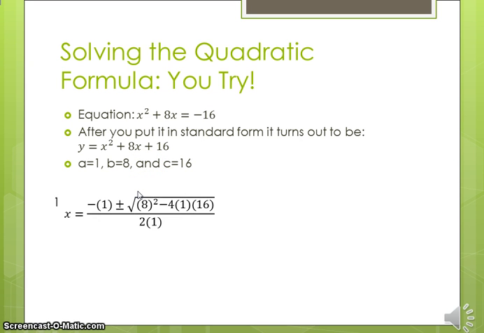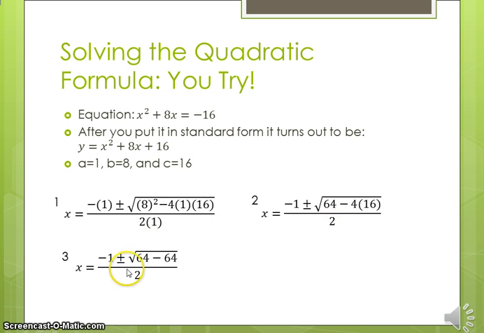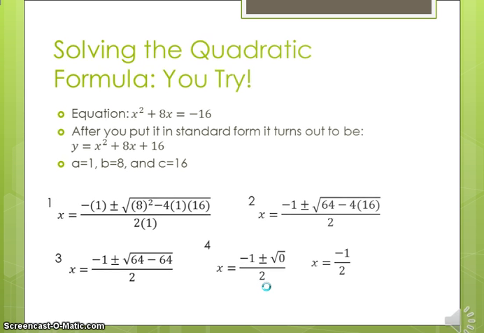Plugging these in, you get this, and combining like terms, you get negative times 1 is negative 1, 8 squared is 64, and negative 4 times 1 is negative 4 times 16. 2 times 1 is 2. So negative 1 plus or minus the square root of 64 minus 64, because negative 4 times 16 is negative 64. So x equals negative 1 plus or minus the square root of 0 over 2. Because there is no square root of 0, you get x equals negative 1/2 or negative 0.5.